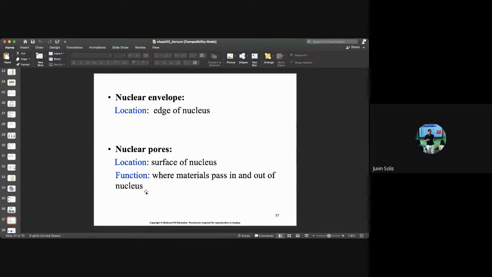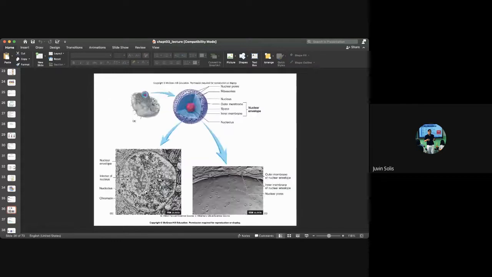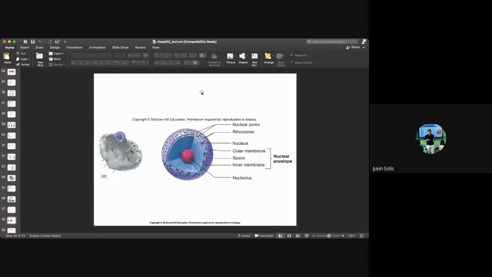Okay, what is the nuclear envelope? It is actually on the edge of your nucleus, along with the nuclear pores. It is on the surface of the nucleus where materials pass in and out of the nucleus. So it's like the cell membrane of the nucleus, your nuclear pores. Okay, as you can see here, nuclear pores is this one, on the edge part of the nucleus. And this is the nuclear envelope that we've discussed a while ago.